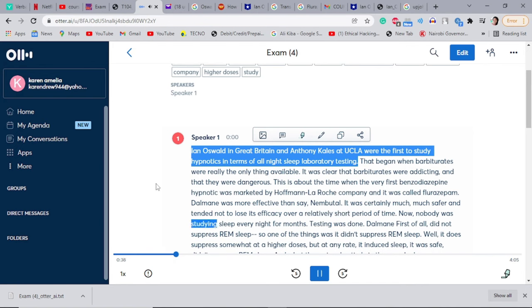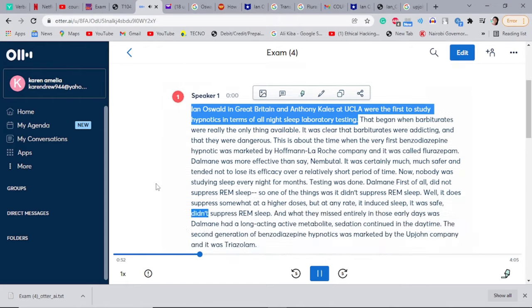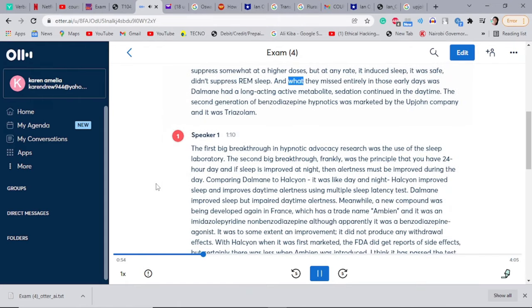Now, nobody was studying sleep every night for months. Testing that was done, Dalmane, first of all, did not suppress REM sleep. Well, it does suppress somewhat at higher doses, but at any rate, it induced sleep, it was safe, and it didn't suppress REM sleep. And what they missed entirely in those early days was that Dalmane had a long-acting active metabolite. Sedation continued in the daytime.